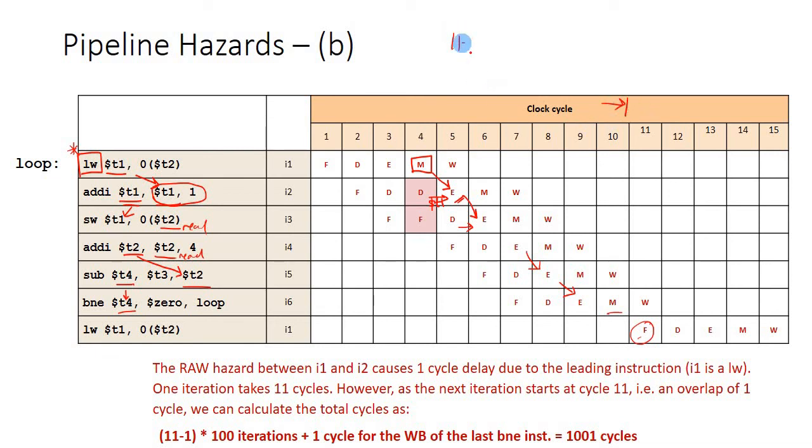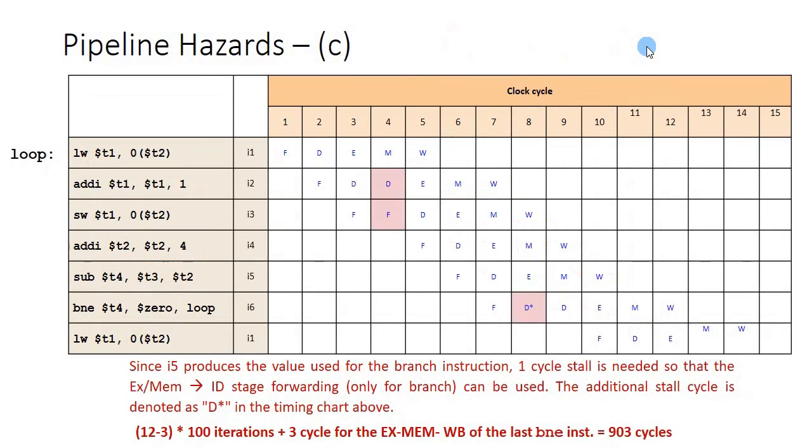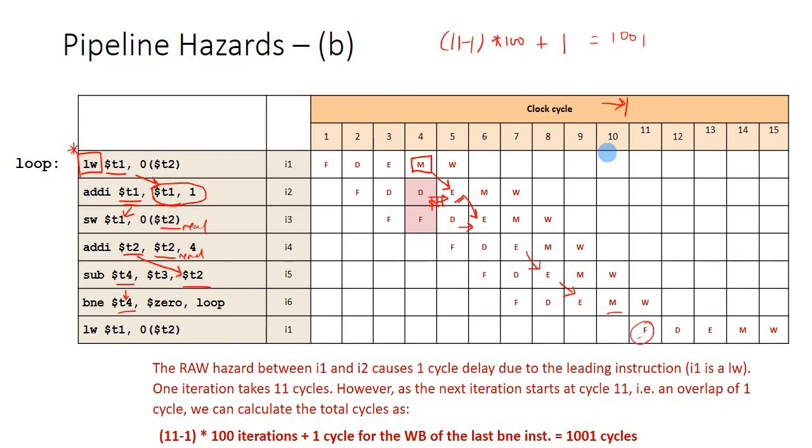So it is 11 minus 1, multiplied by 100 for the number of times of the loop, plus 1. Again this 1 is because in the last iteration of the loop I do not have an overlap, so I need to include this one. So this will give me 1001. So 1001 clock cycles for this part B in the pipeline processor analysis. So again, in part B, we are having full forwarding for RAW data hazards, but we do not have any mechanism to handle control dependency. Okay, so that is the result that we get.